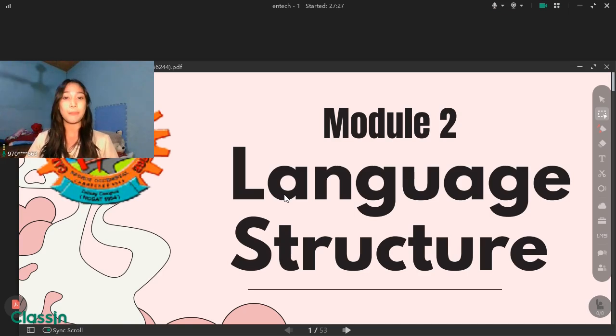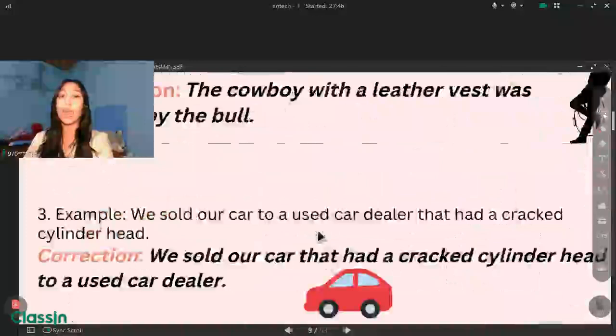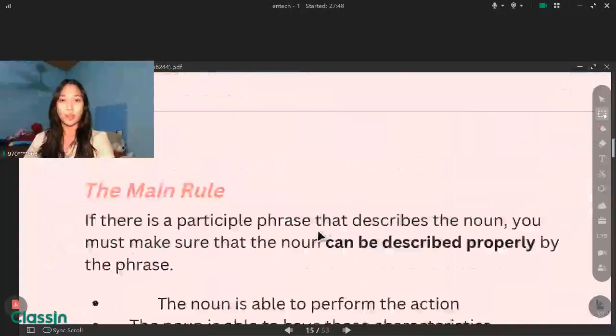For our lesson for today, we are going to continue with module 2 that talks about language structure. So first, let us recall what we have learned. We have learned about misplaced modifier, in which it is a modifier in the wrong place. And for our second topic, we are going to learn about non-parallel structure.